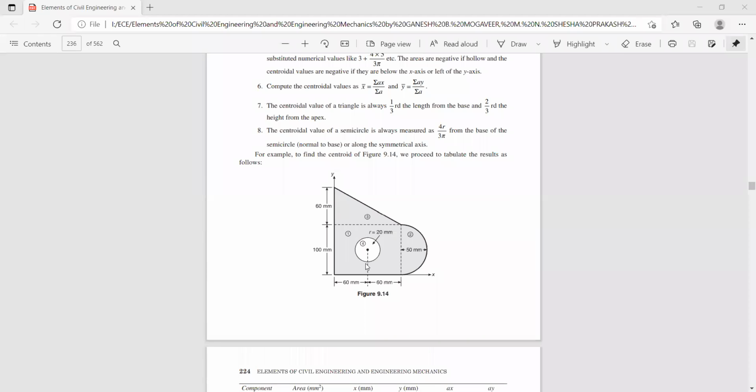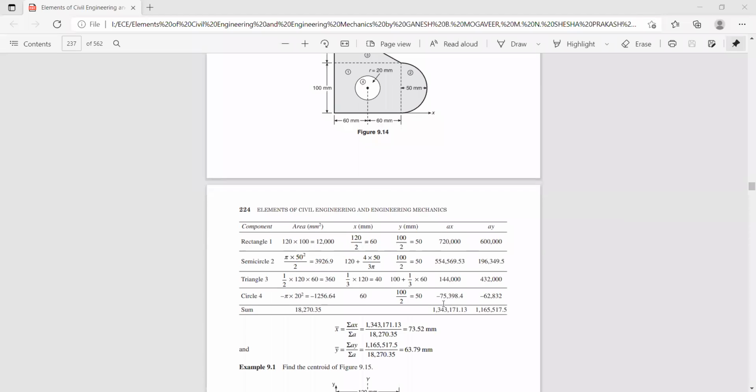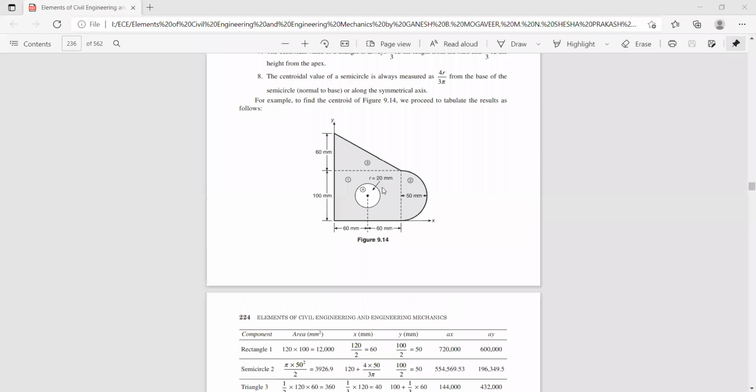So somewhere the centroid of this figure lies here. It is at a distance of 63.79. So this is 100. So somewhere the centroid of that figure lies here, through which the x0 and y0 axes pass.